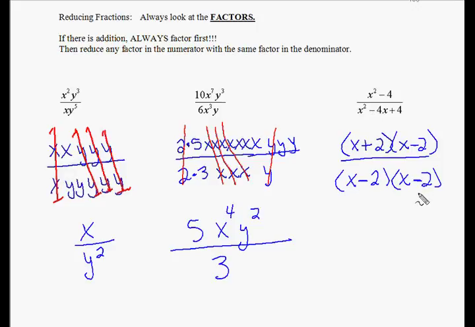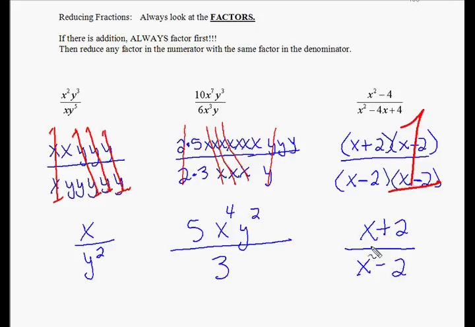So now I want to reduce the fraction with factors: the same factor in the numerator that shows up in the denominator. So when you reduce these factors, you have to take all the stuff inside the parentheses together and reduce that. So the reduced form of this fraction is x plus 2 in the numerator, x minus 2 in the denominator.